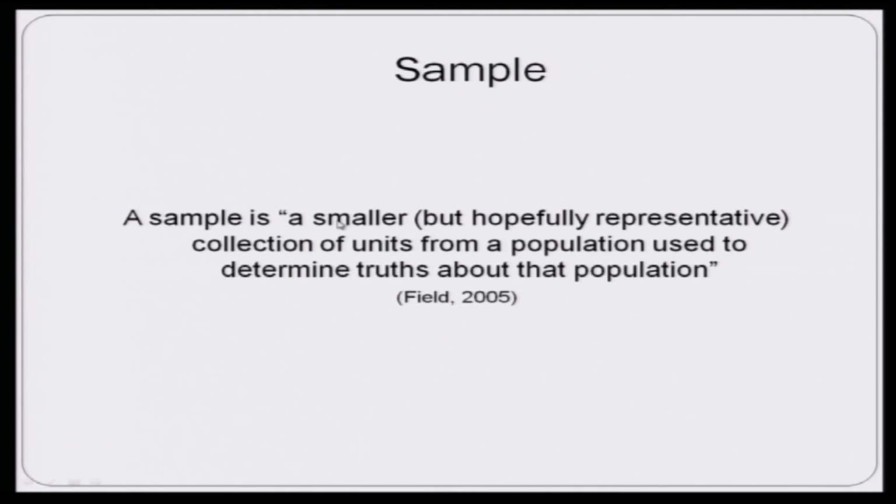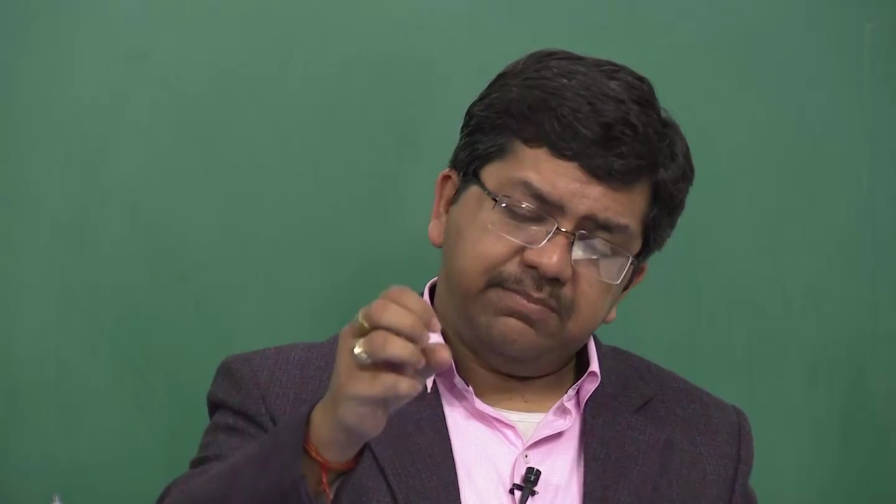Once you have designed your questions based on your information needed, you have to administer that questionnaire or research tool among the population or the target respondents. For that, we have the sampling process in place. What is a sample? A sample is a smaller but hopefully representative collection of units from a population used to determine truths about, or information about, that population. So, a sample is a subset of the population. It contains units that are representative of the population, and you want to measure the population's property by studying the properties of the sample.